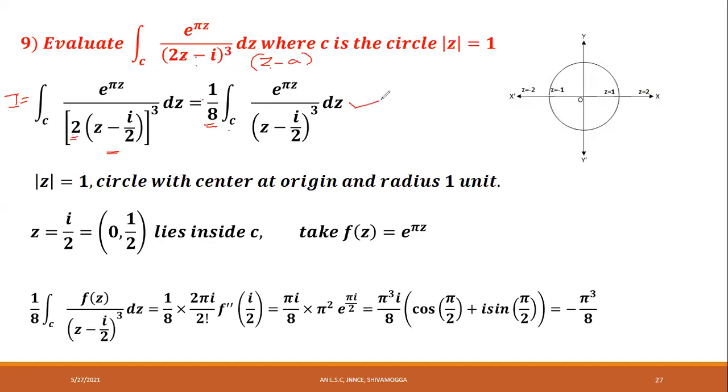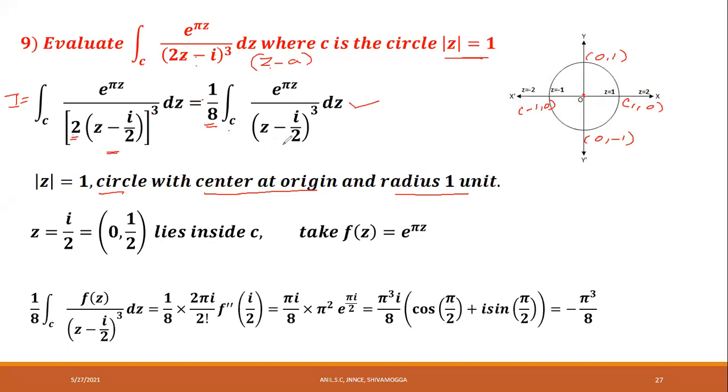Now this is the given integral. And what is C here? C is mod z equals 1. It is a circle whose center is at origin and radius 1 unit. Construct such a circle. Coordinates of these points are (1, 0), (minus 1, 0), (0, 1), and (0, minus 1).